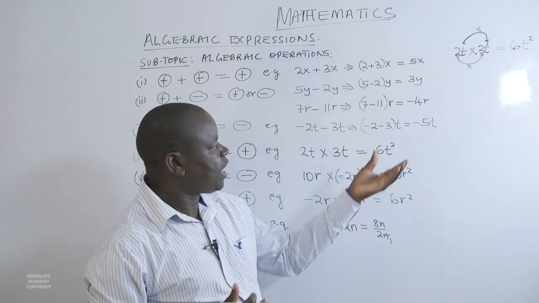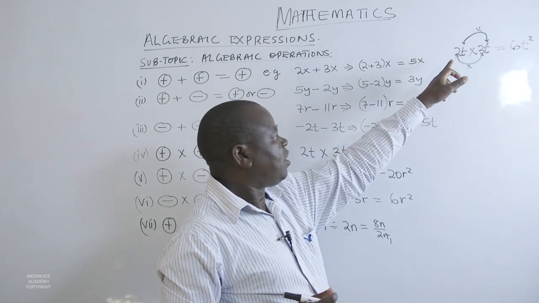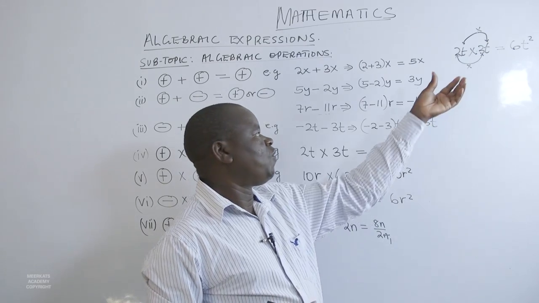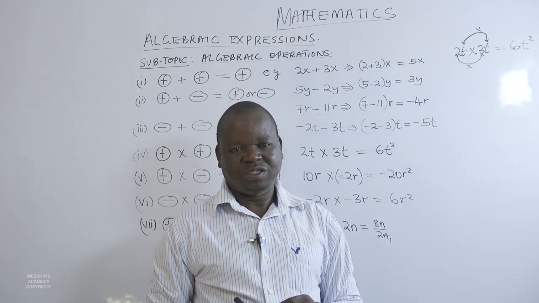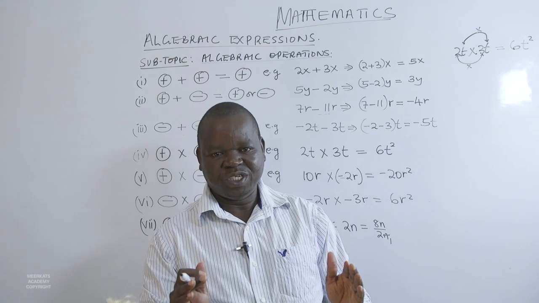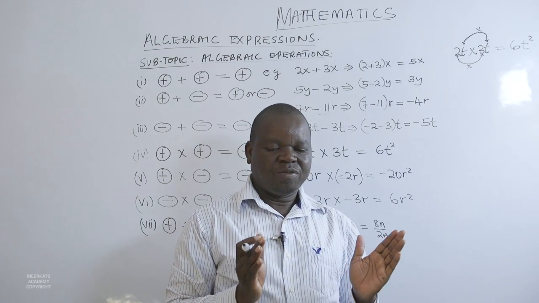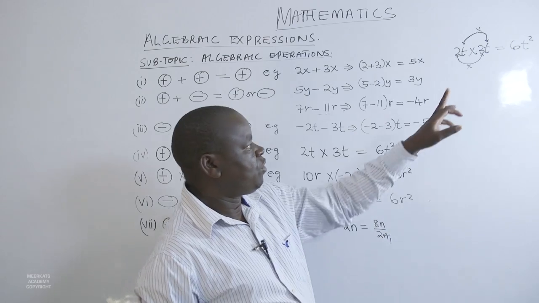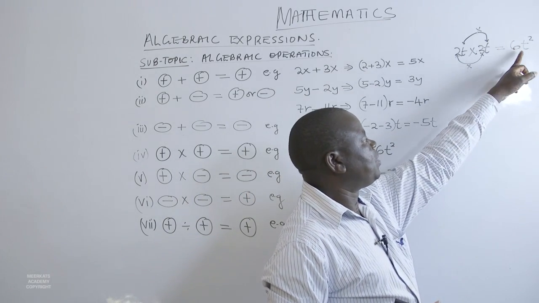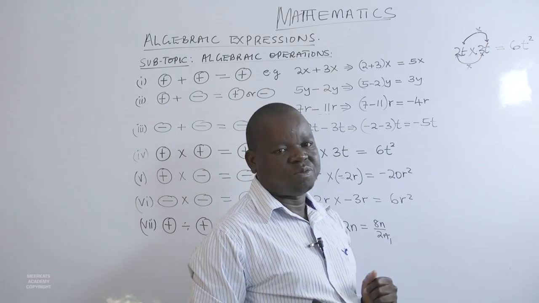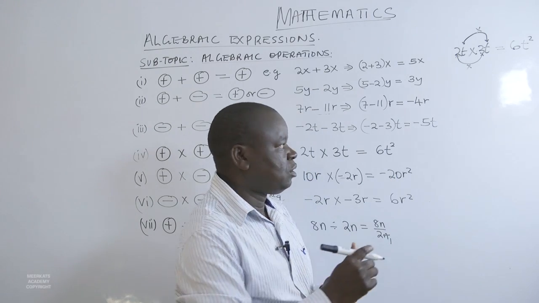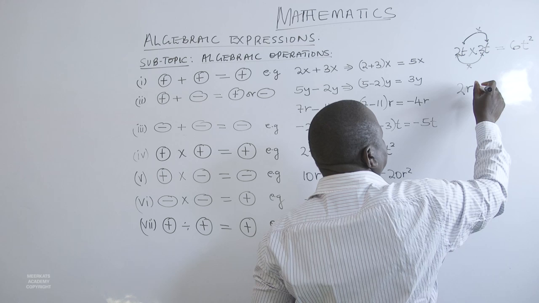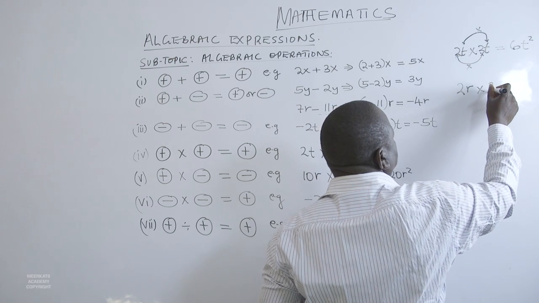So in multiplication, we carefully multiply. In algebra, we multiply the coefficients alone, and then we multiply the pronumerals. Then we get a combined product of the coefficients multiplied by the product of the pronumerals. That is how we multiply algebraic terms. Let's look at another example on the same: 2r multiplied by 7n.